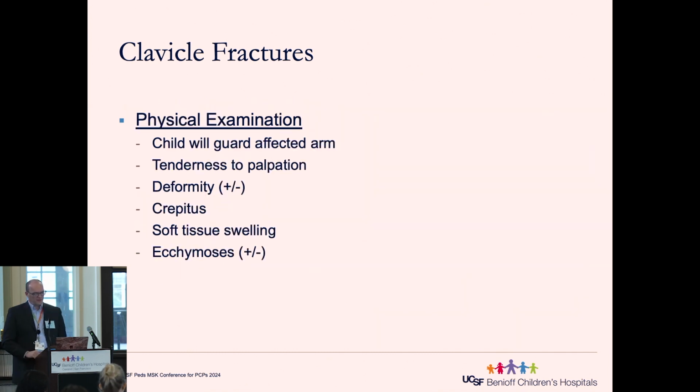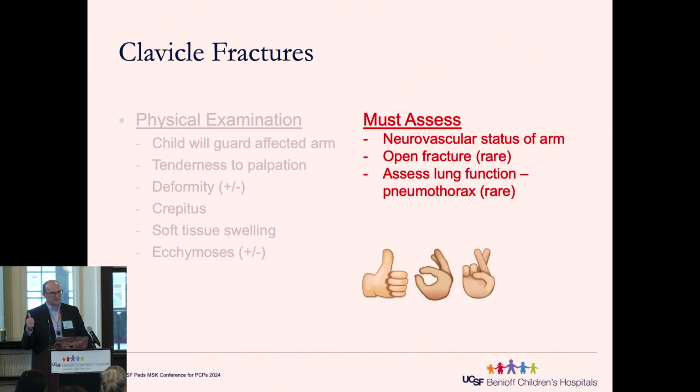So what do we see on physical exam? Kids will guard, you push on it, they'll hurt. All right, so again, fractures hurt. There will be potentially some deformity. There may not even be. There may be some bruising, potentially a little crepitus, so crunchy if they're moving. Again, you must assess some form of neurovascular status.